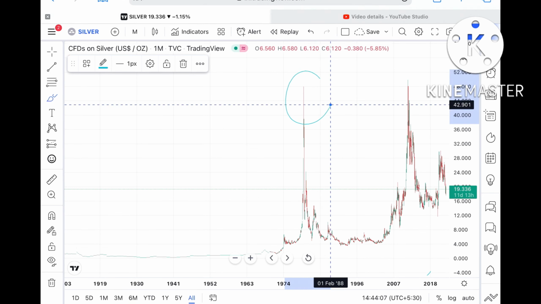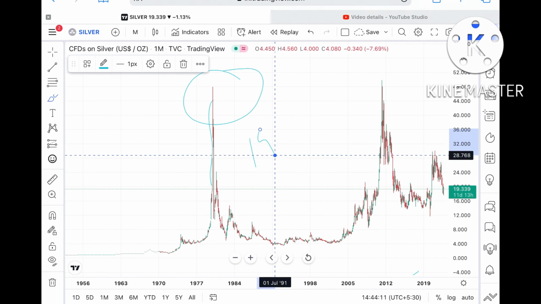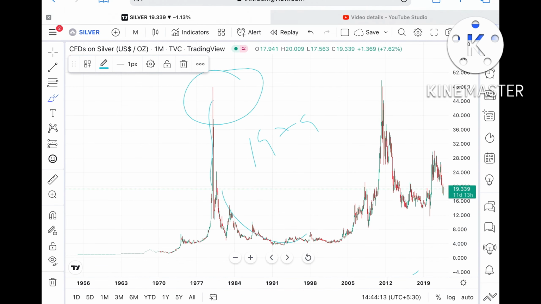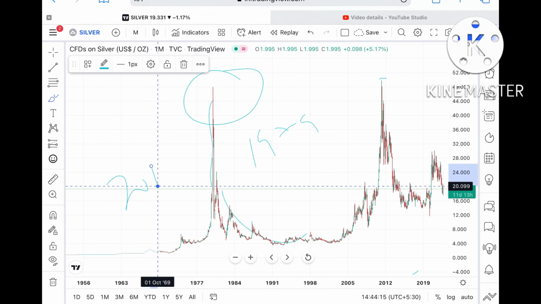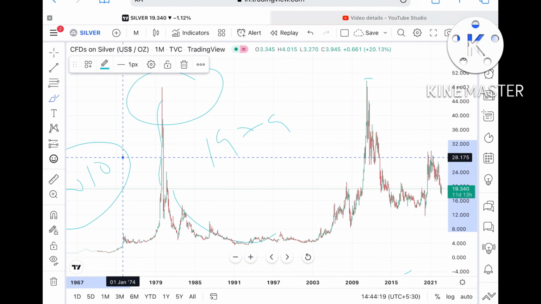Previously we have seen it made a high at this particular level. Okay, and this is in the month of 1979. After that, this level came in 2010, and we have not seen this particular level till now. Okay, so you have to be careful.